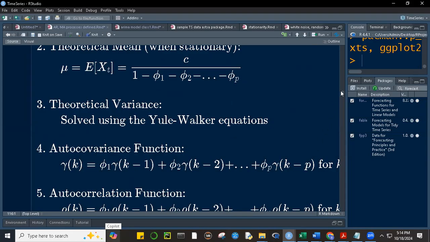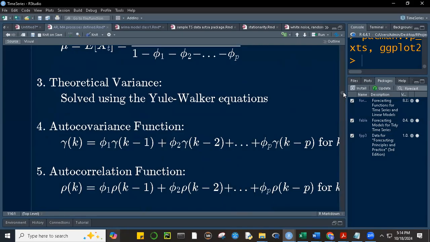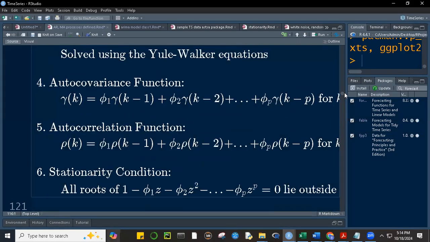Okay? And then we have autocovariance and also autocorrelation. We will discuss autocorrelation later. And then, look at this, class. So what should the stationarity conditions be? Okay, 1 minus phi1, phi2, phi3, etc. Where did we get this, class? We got this from the backshift operator.